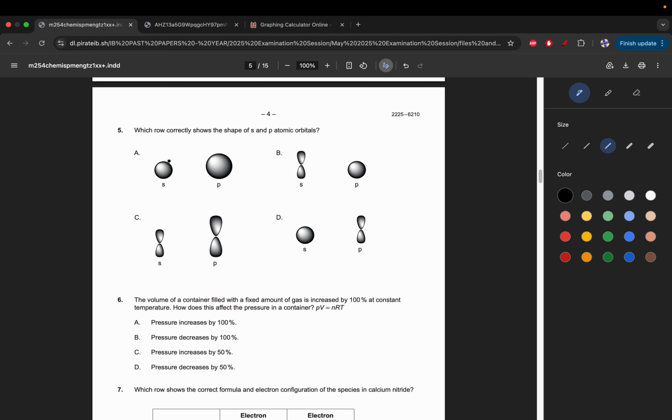Which row correctly shows the shape of an S and P block atomic orbital? Well, IB is only ever going to ask you about S and P. They're not going to ask you about D and F. And so you can just memorize the shape. S is going to be a sphere and P is going to be like one of these shapes.